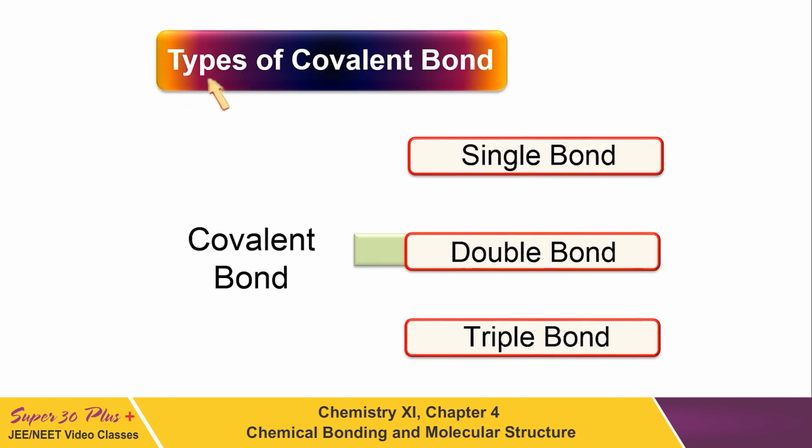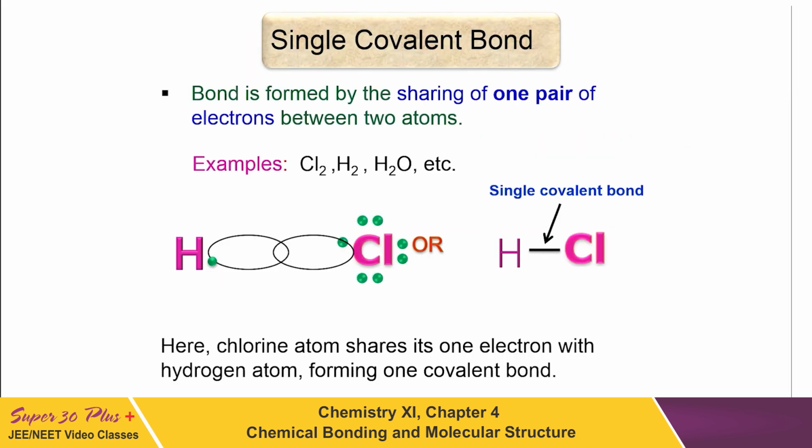Alright. Now how many types of covalent bonds are there? As you know, covalent bond is the sharing of electrons. There are three types of covalent bond. One is the single bond, another is the double bond, and the last one is the triple bond. Single bond species are those which have one bond between them and one shared pair. In the double bond there are two shared pairs, and of course in the triple bond there are three shared pairs between the two atoms.